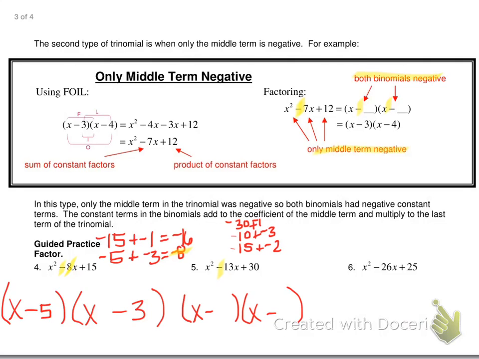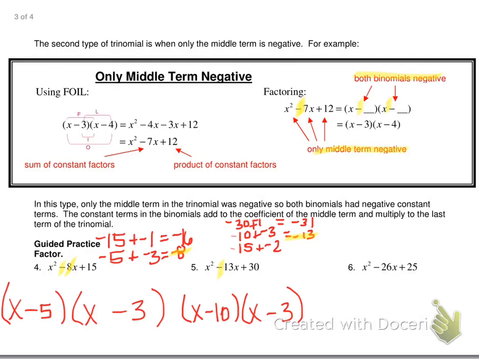Okay, when I add all of these together, negative 30 plus negative 1 is negative 31. Negative 10 plus a negative 3 is negative 13, which is what I'm looking for. So my terms are going to be negative 10 and negative 3. No need to keep going any further. Once I find the right answer, I can write those down and move on. Again, these will get easier the more you do them.